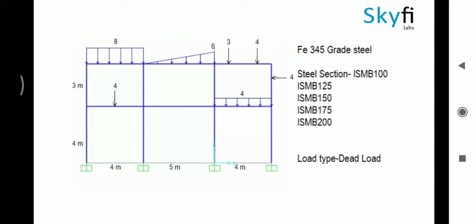If some members are failing, you change their section to the next bigger section, that is ISMB 125. If some of the ISMB 125 members are still failing, you will change them to ISMB 150, and check. You will continue to repeat the step until all members have passed in the stress capacity check.